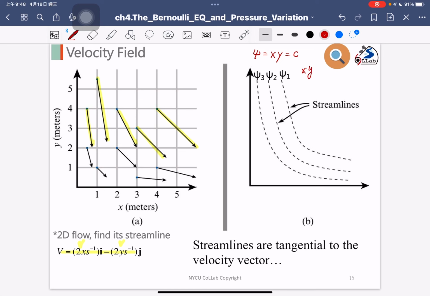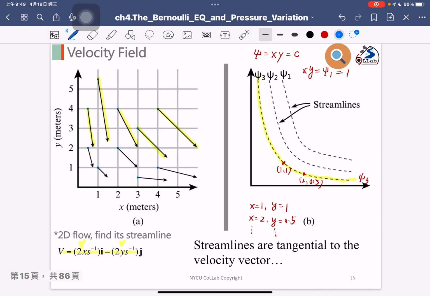For example, for xy, we know that the stream function psi C1 is equal to 1, okay? So how can we draw a line? Because we know that the point, if I put x is 1, then y will be 1, okay? If I put x to be 2, then y will be 0.5, right? So you can change the different locations, and maybe there is 1 and 1, and there is 2 and 0.5, right? So you can draw these line functions because you set this constant value equal to psi C3. So you can just change the different constant value, and you can draw the different streamlines based on the different constant values.